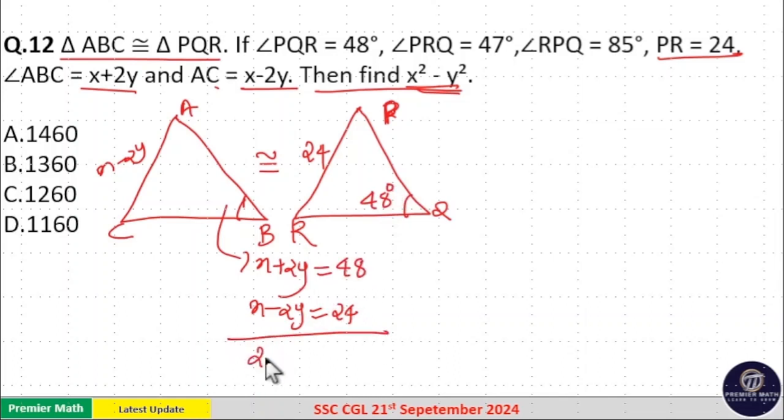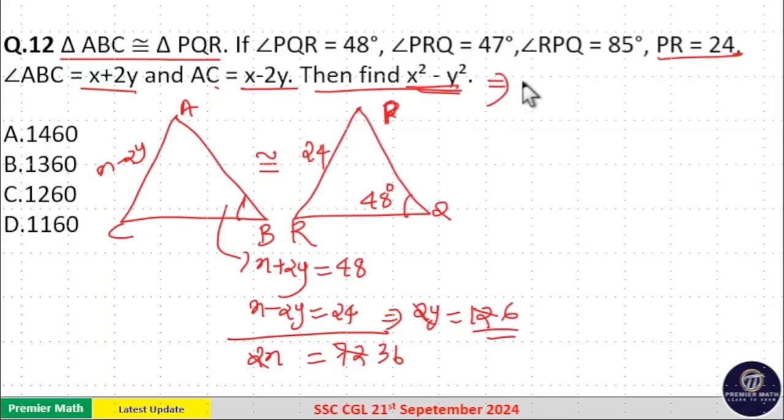Now, if you solve it, 2x is equal to 48 plus 24, 72. x is equal to 36. Then from x minus 2y is 24, 36 minus 2y is 24. So 2y is equal to 36 minus 24, 12. So y is equal to 6. Then x square minus y square is equal to x plus y into x minus y, which is 36 plus 6, 42, and 36 minus 6, 30. So this is equal to 42 into 30, 1260. Option C is your answer.